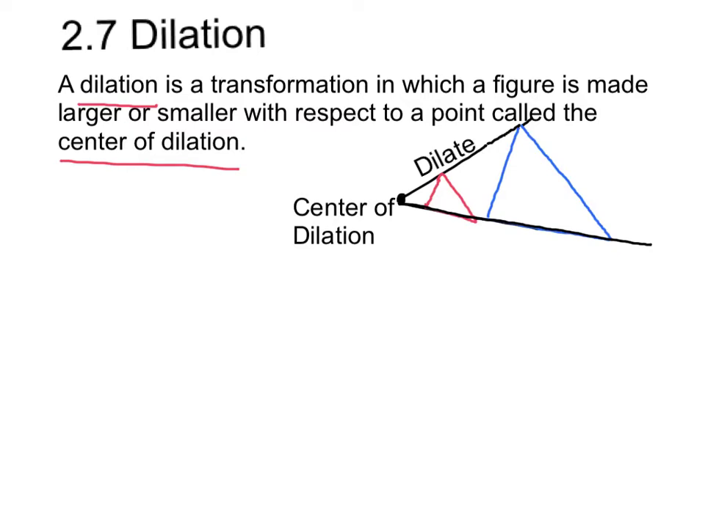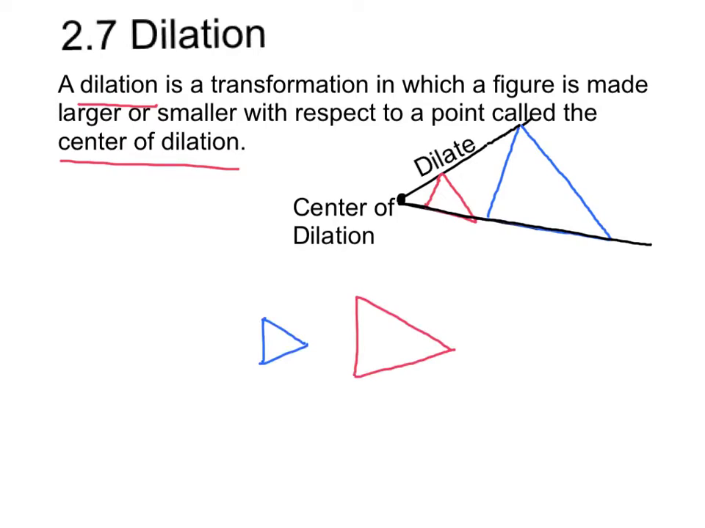So I'm going to give you two shapes. You do not need to write this down, but I do want you to pay attention. I'm going to explain more in depth what these little lines and this point, the center of dilation, mean. So I'm going to draw two shapes. So here I have drawn two triangles.